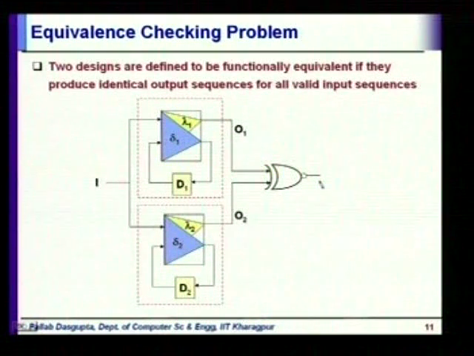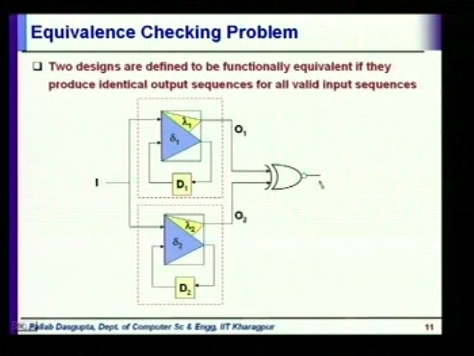Sir, when the output is 1, then it should be equivalent. If the output is 1... Oh, this is XNOR. So when the output is 0, then they are not equivalent. So we want to reach a state where the output is 0. Okay, can we reach a state where the output is 0?